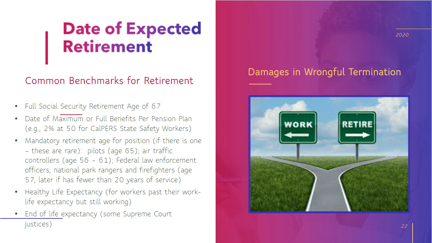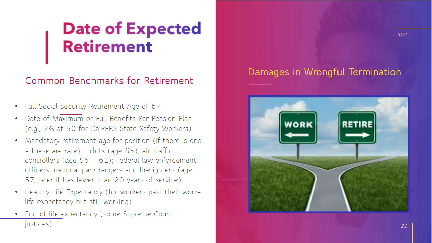Some jobs have mandatory retirement ages, but very few. Pilots, air traffic controllers may have to retire at a certain point. FBI officers have to retire at age 55. So if that's the case, you're going to have a hard time arguing that they could go past a mandatory retirement age.